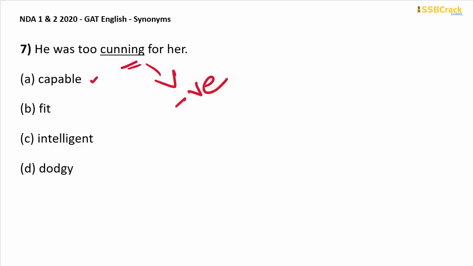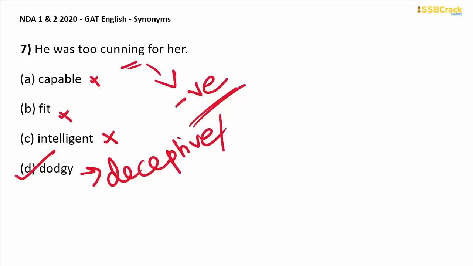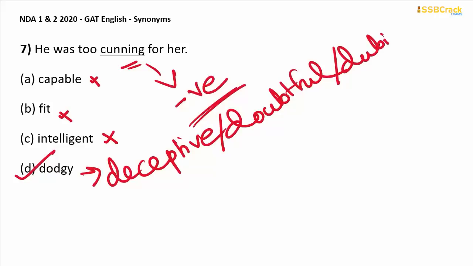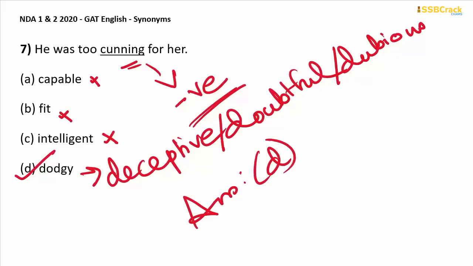So capable, fit, and intelligent are all positive words. So obviously these cannot be the synonym of cunning, right? Because for a synonym of cunning, you need to find a negative word. So dodgy is the only negative word here, and dodgy means something which is deceptive or doubtful or dubious. So therefore, dodgy is nearest in meaning to the word cunning. So your answer is option D. Let's go to the next question.